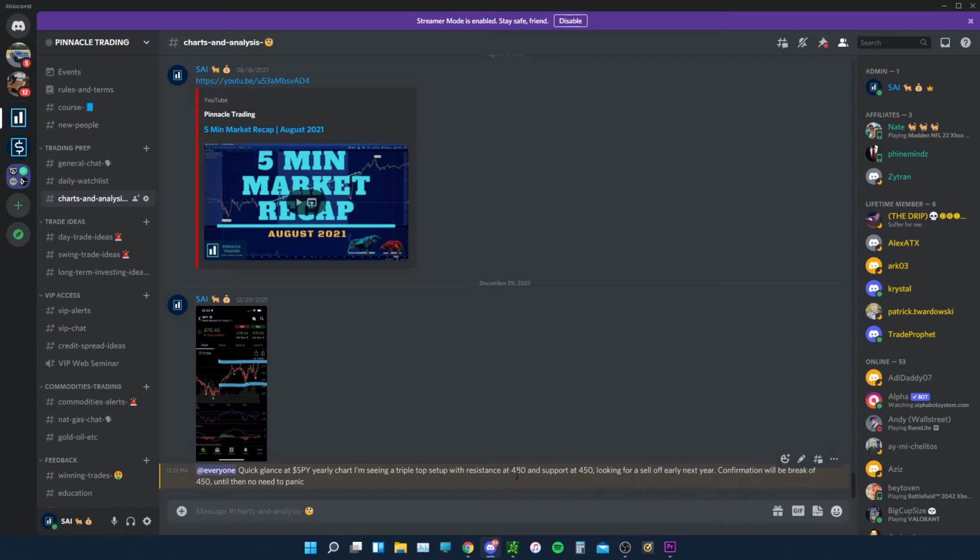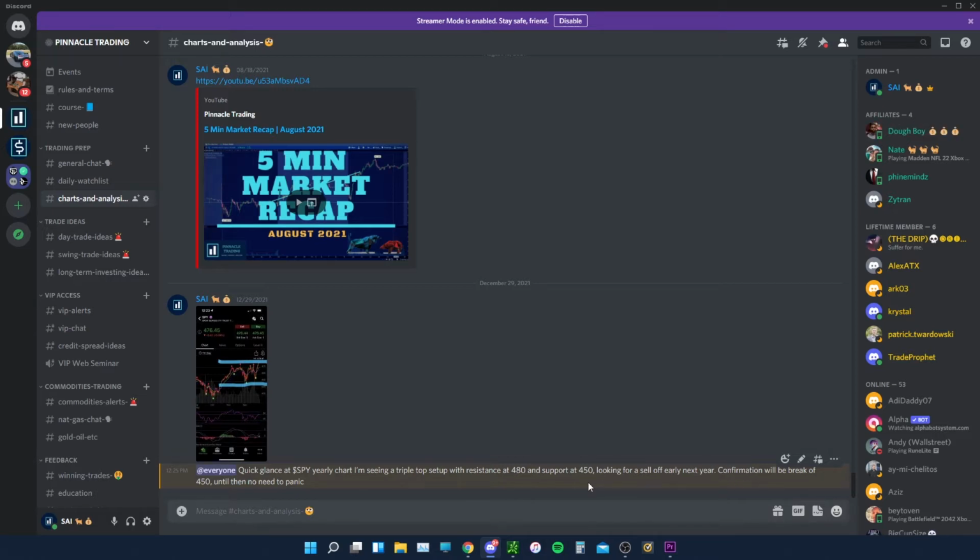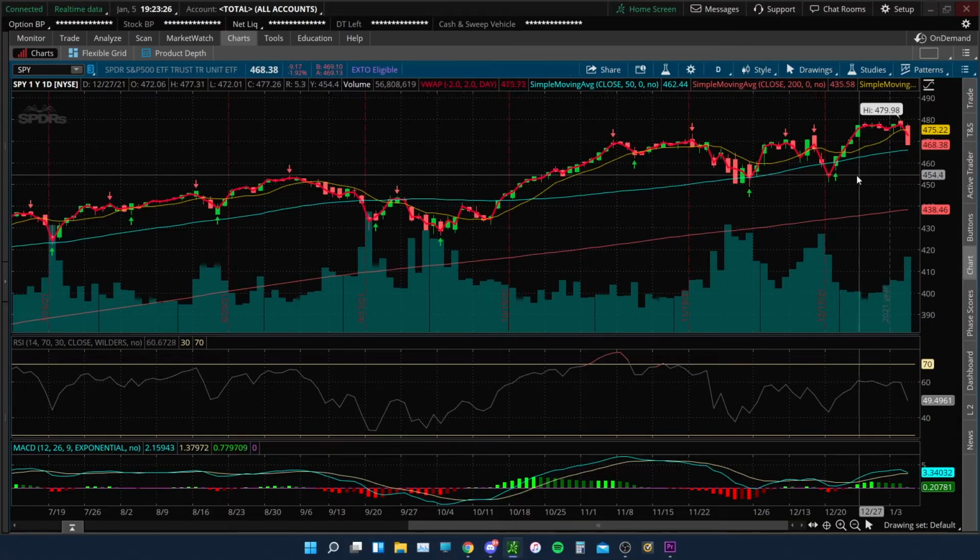Resistance is the high level that it needs to break. Support is the low level, where we have a baseline that we look for things to hold over. So that's where I'm looking. Until the confirmation of a 450 break is there, we don't really need to panic. And so that's what we look at right now.